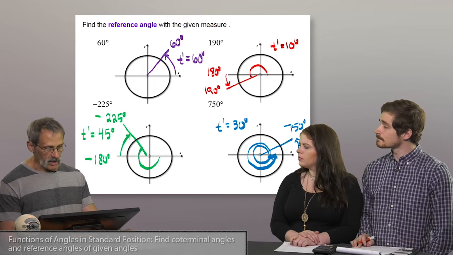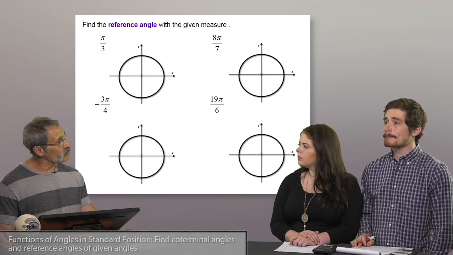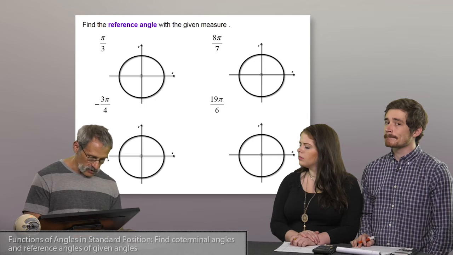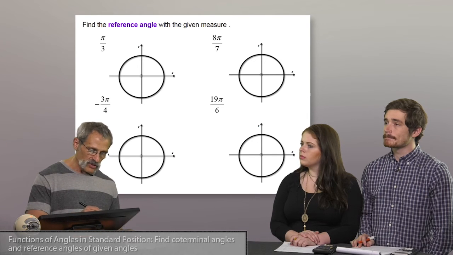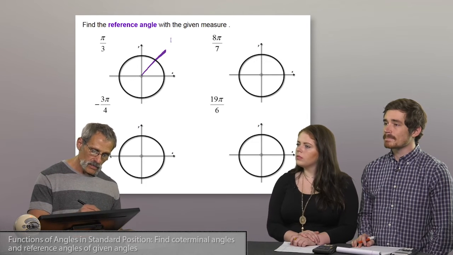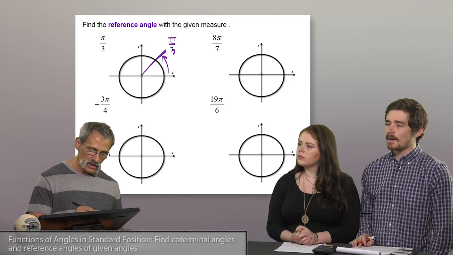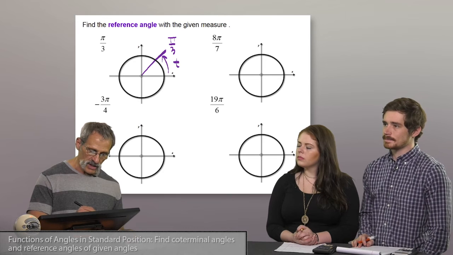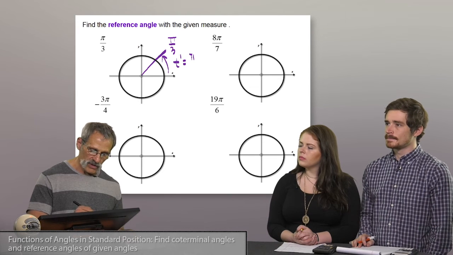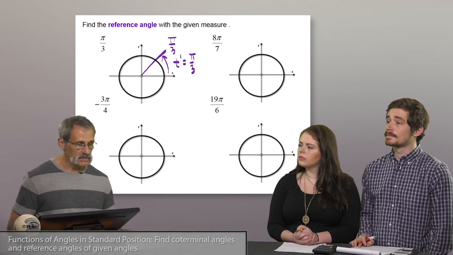Now that's for degree measure. Seems like we should be able to do the same for radian measure, huh? Let's do that. Pi over 3 is in which quadrant? In the first quadrant? Very good. What's the rotation from the x-axis out to that angle? Pi over 3. There is my radian measure of pi over 3 showing up as the reference angle.